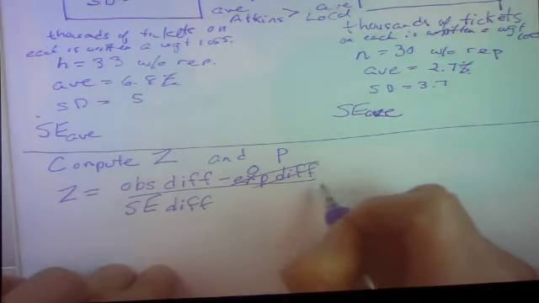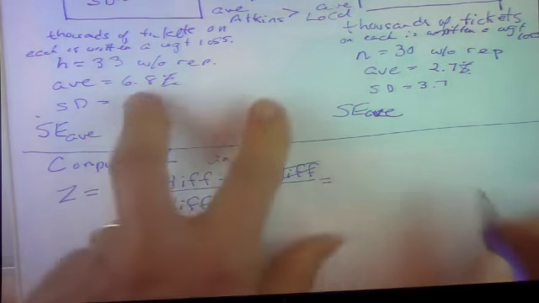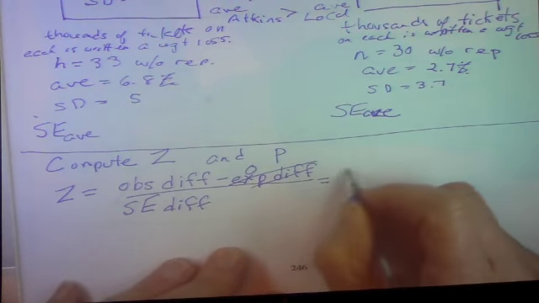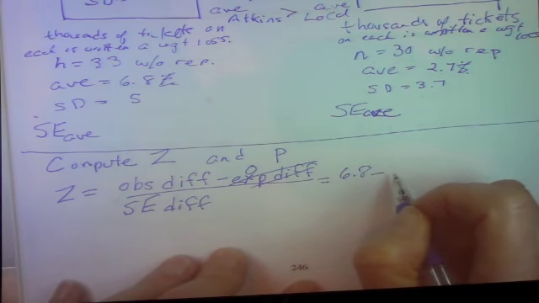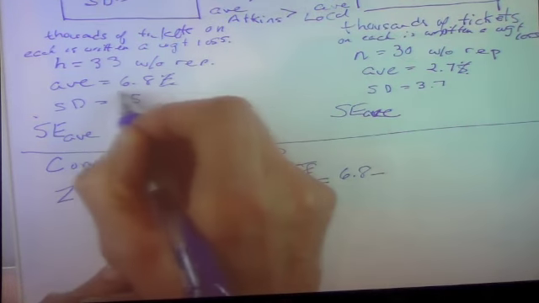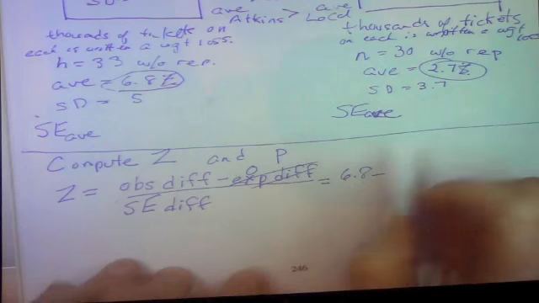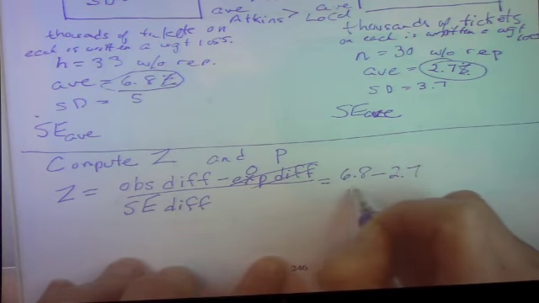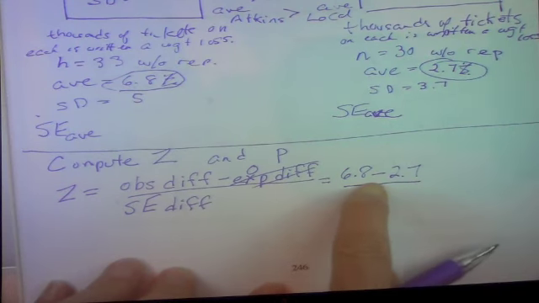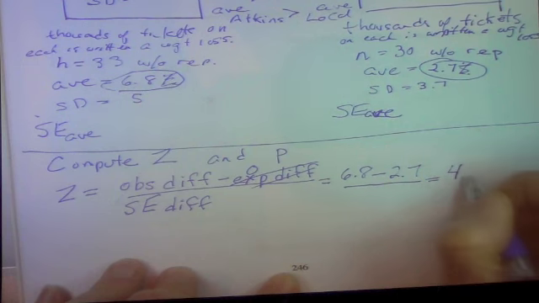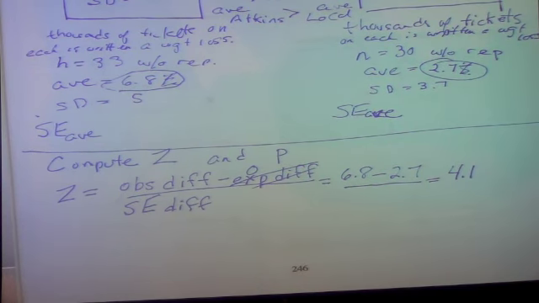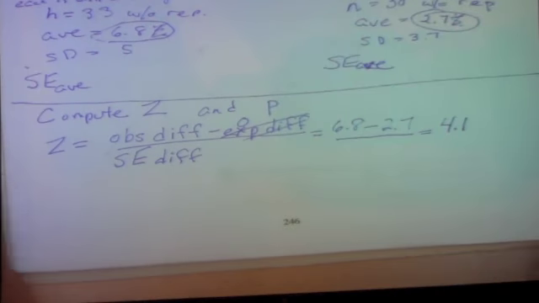Okay? So what is our observed difference? That's just the difference in our averages, which is 6.8 from one box minus what from the other? Just this. This is the claim, that this difference is big enough that means the Atkins worked. Well, what is that difference? That's 4.1, but is that big or small? We do not know until we see how many standard errors it is.